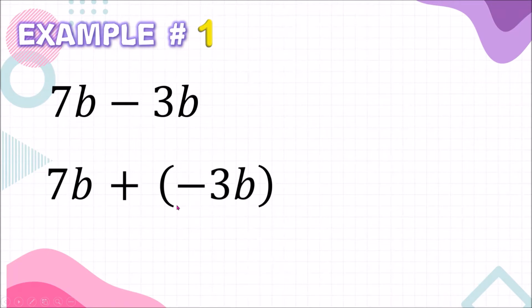So common variable b, and then different signs, subtract. So 7 minus 3, we have 4. Copy the sign of the larger integer, which is 7. So we have 4b.